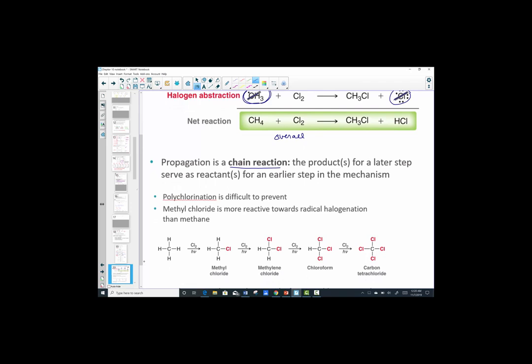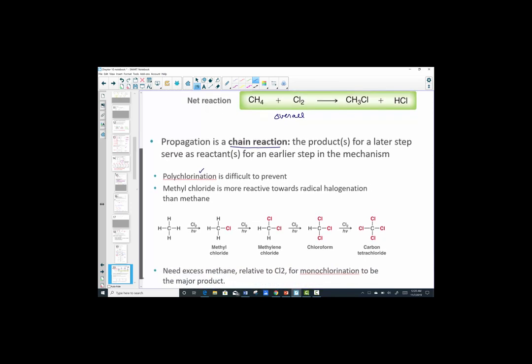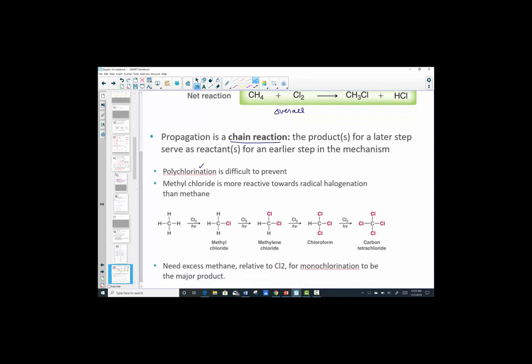This propagation is actually difficult to control, and oftentimes you could see polychlorination occurring. Methyl chloride is more reactive towards radical halogenation than methane. So in other words, here is a methane molecule. Notice these are all hydrogens. In the presence of molecular chlorine, that's a Cl-Cl single bond, and an energy to activate, we create a radical, and we chlorinate the first position of a CH bond, and then we can chlorinate the next and a third and all four.